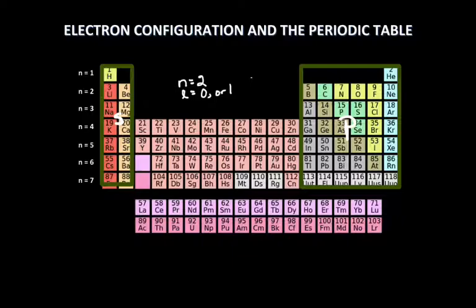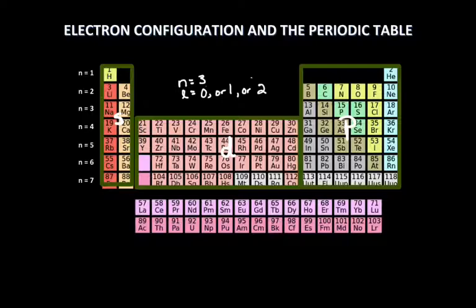So the p orbitals are on the far right side of the periodic table. As we move farther down the periodic table, we get to where n equals 3, and l can be 0, 1, or 2. If l equals 2, now we have 5 orbitals. Those 5 orbitals can hold 10 electrons, so we're filling a d orbital, and that's this section of the periodic table. So the transition metals are where we're filling the d orbitals.